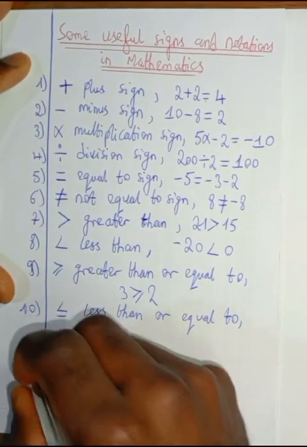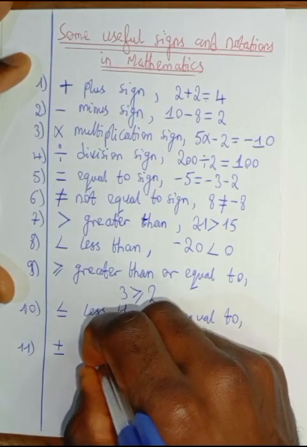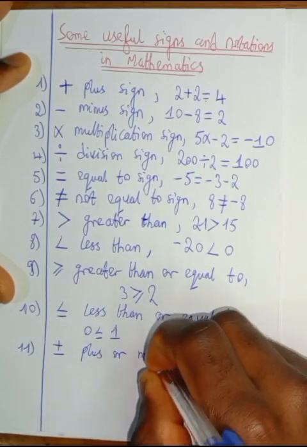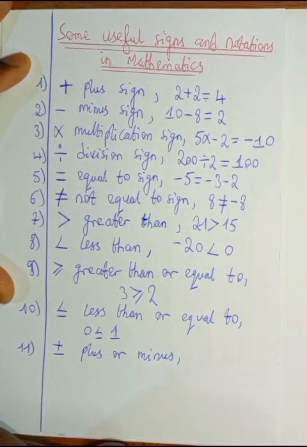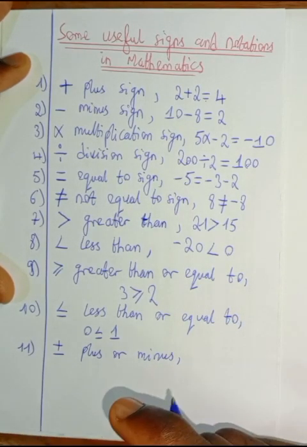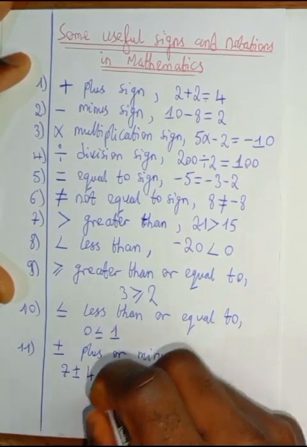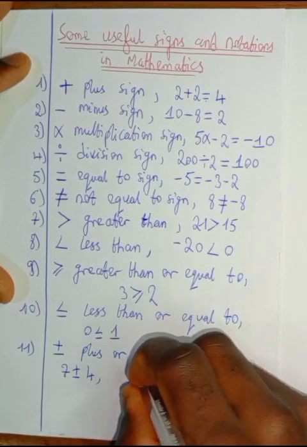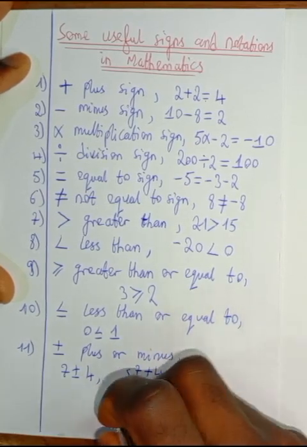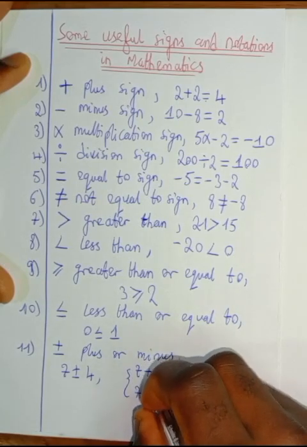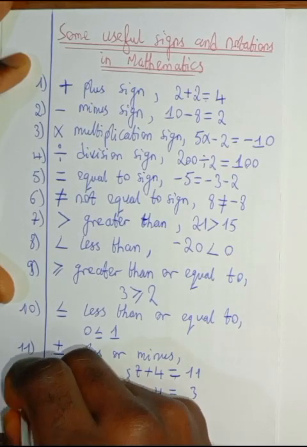We go to 11. 11, we have a plus or minus sign. We make use of plus or minus in problems where we have to add or we have to subtract. For example, if you take 7 plus or minus 4, it simply means you're going to take 7 plus 4 for the first solution, which gives us 11, or we take 7 minus 4 for the second solution, which gives us 3.